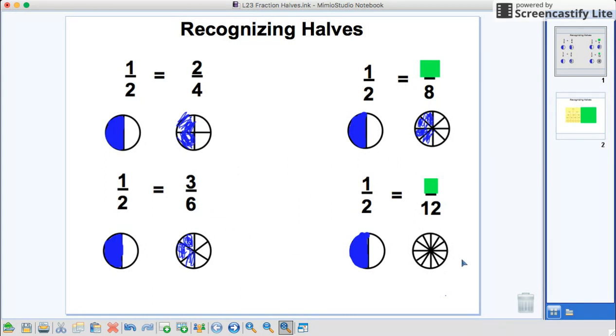Now let's look at our final problem here. We have our pie divided into 12. We have our problem divided here into 12 pieces. Pause the video and copy this problem into your notes. Color the correct number of pie pieces to equal 1/2.